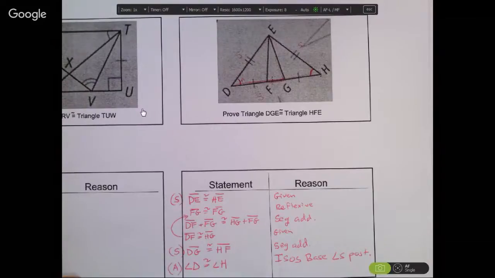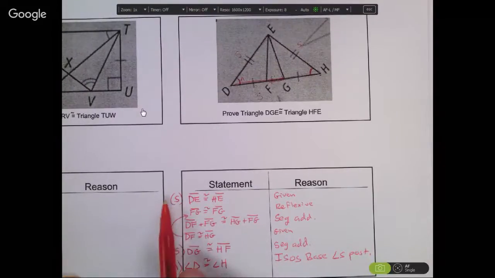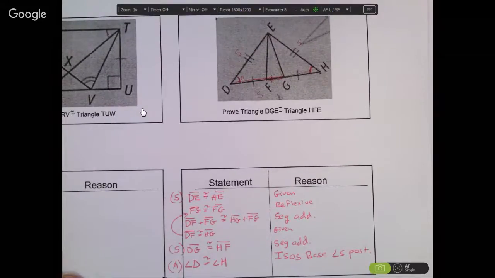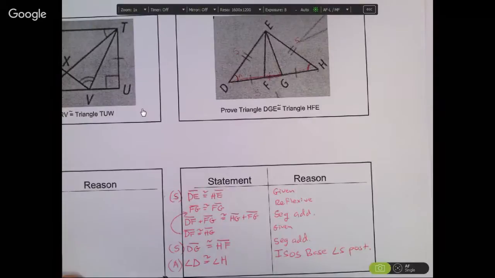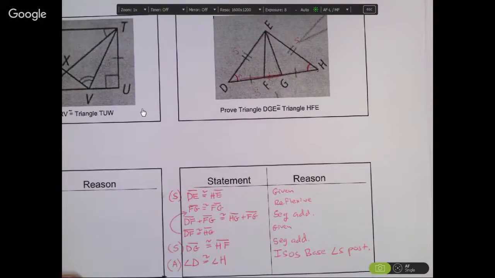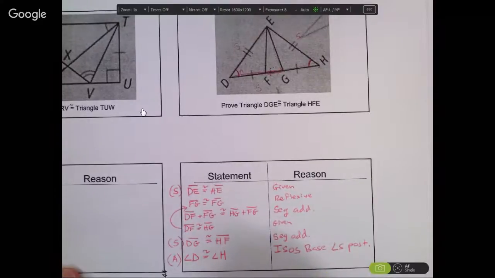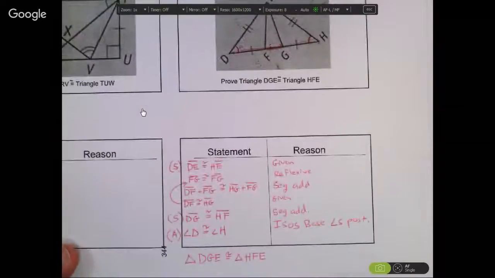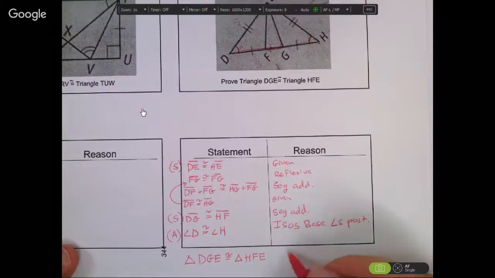And even though I did that in the wrong order, someone might say, oh, that's side-side-angle. I just didn't write the proof as pretty as I could have. If I was writing a textbook or this was my final exam, I probably would reorganize the order to make it nicer looking, but I don't have to. So now I can say that triangle DGE is congruent to triangle HFE, and that is side-angle-side.